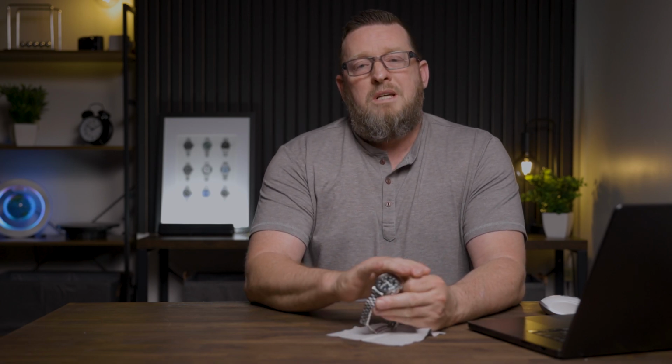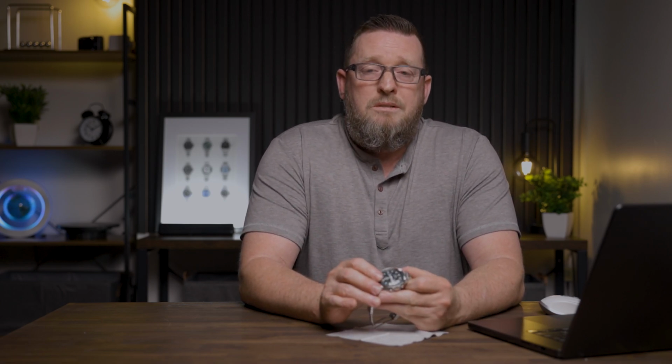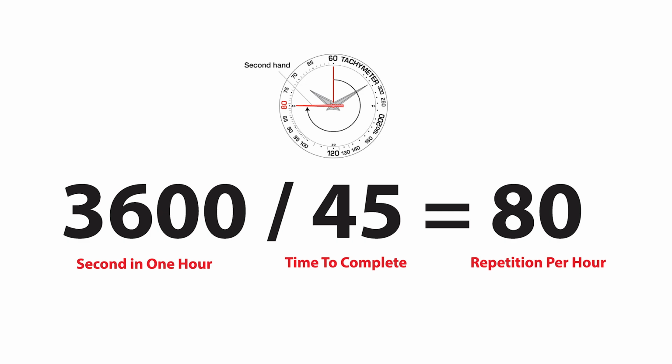So what if we wanted to use it to track production? How would we do that? Again, all the tachymeter does is break down seconds divided by how many seconds there are in an hour. So it would be 3,600 seconds. So let's say you wanted to lay a row of brick or a course of brick, and you wanted to know how many courses you could get done in 1 hour.